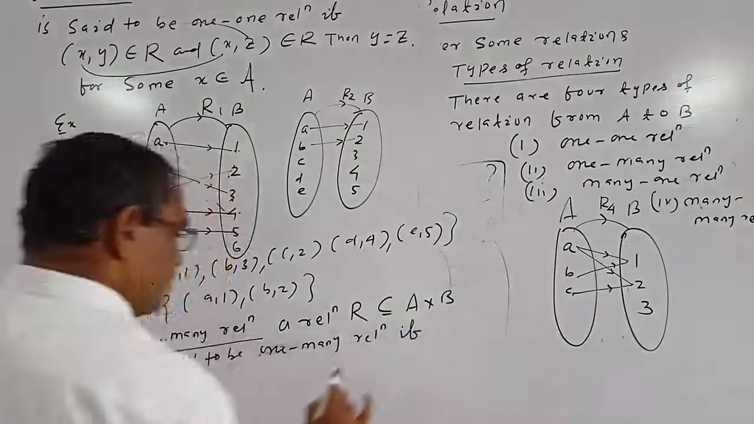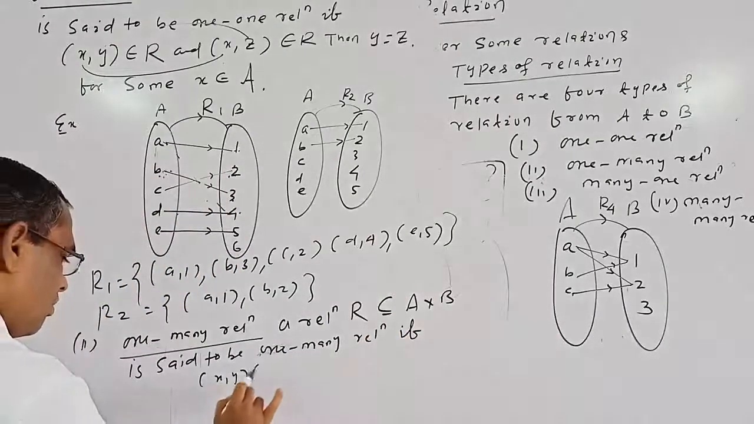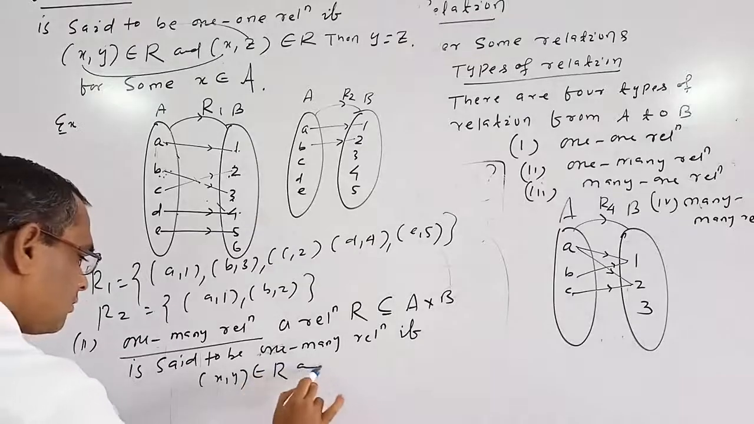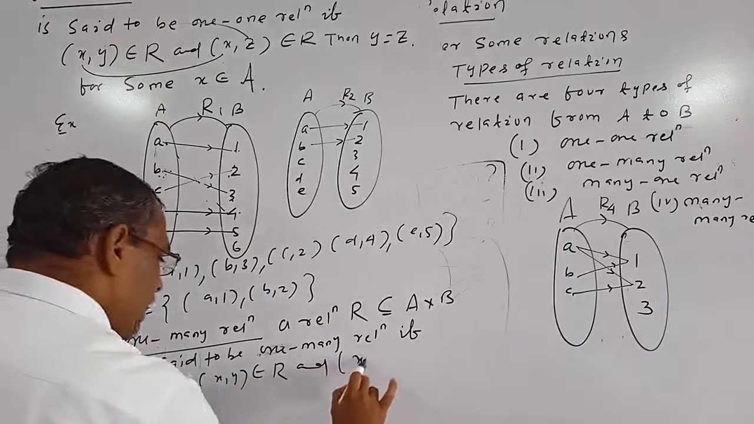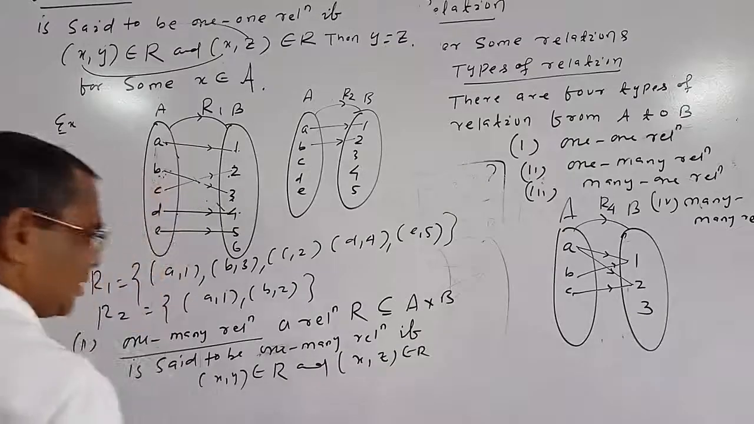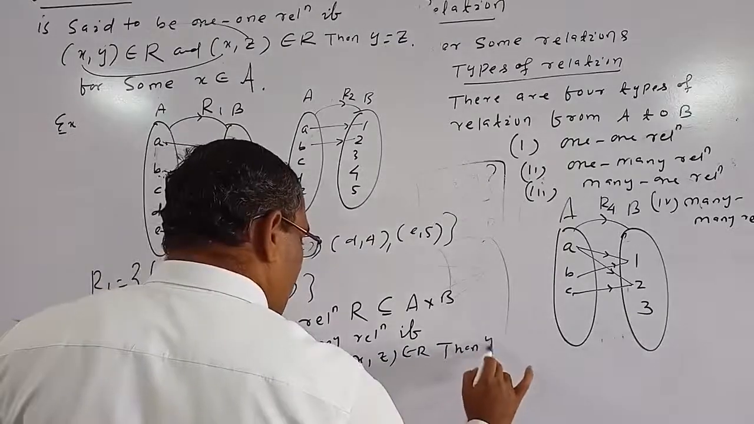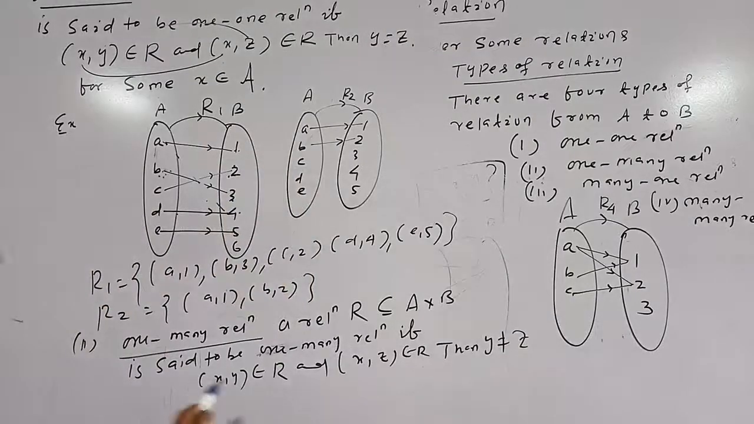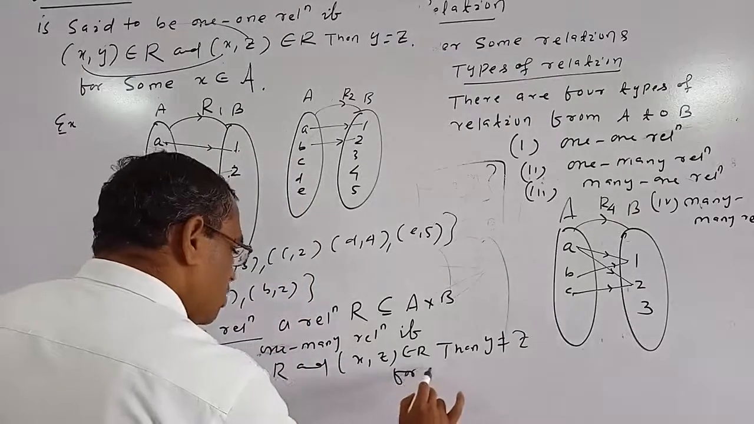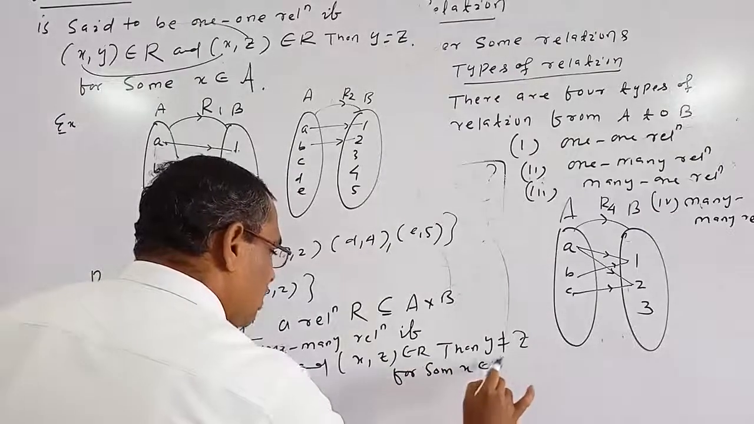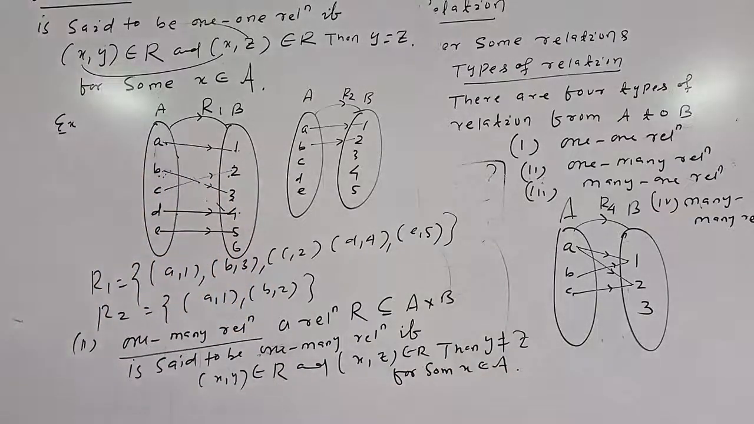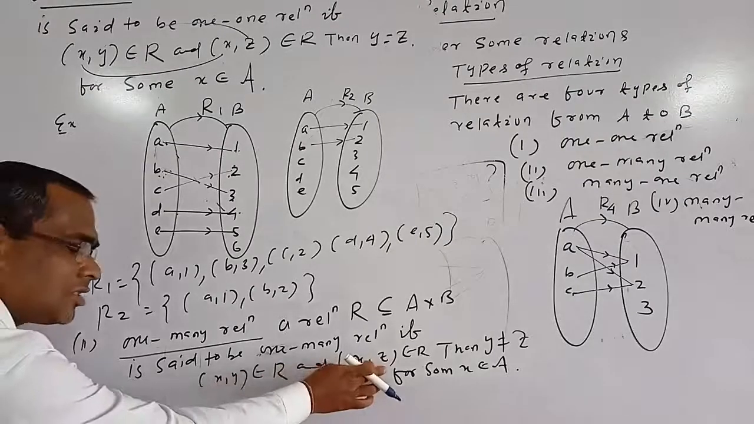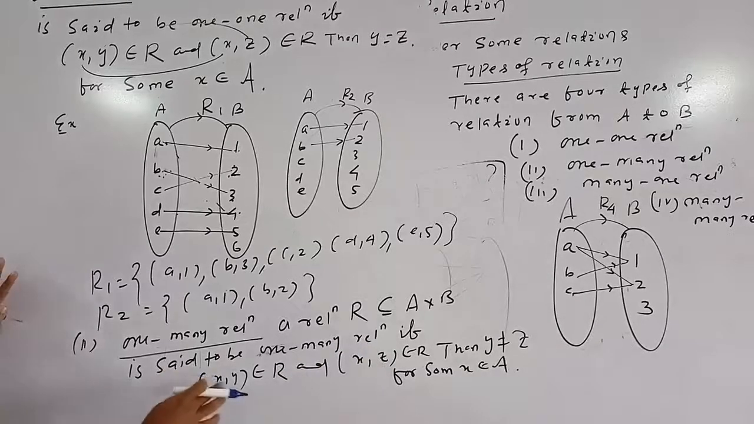if we write mathematically, x comma y belongs to R and x comma z belongs to R, then y not equal to z, for some x belongs to A set and y, z belongs to B set. Here x is related to y, x is related to z, and y and z are different. y not equal to z.